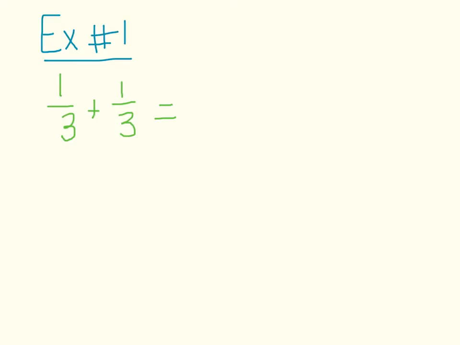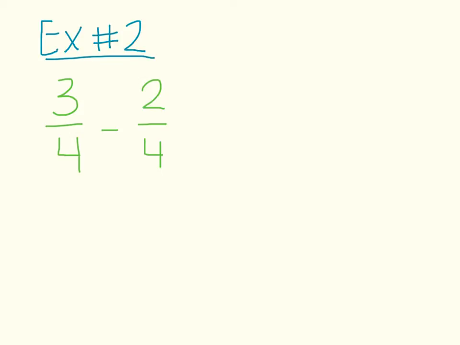Alright, our first example. So we have 1/3 plus 1/3. And when we have common denominators, when they're both the same, we have 3 and 3. Then we just leave the denominator alone, and it stays as 3. And then we just do whatever operation we have to our numerators. So we have 1 plus 1 is 2. So 2/3 is the answer.